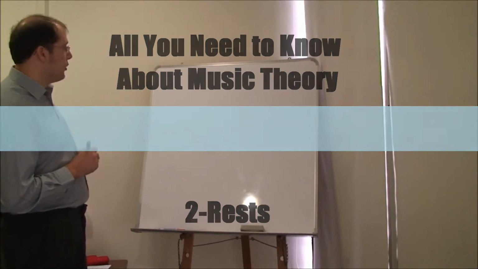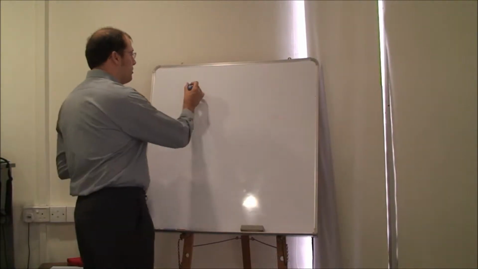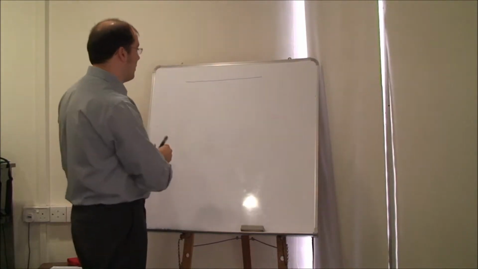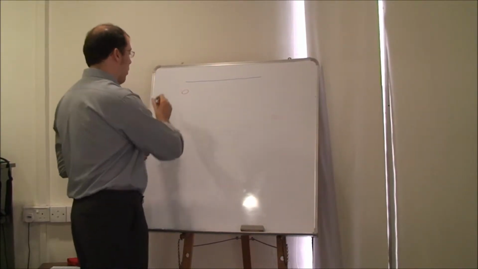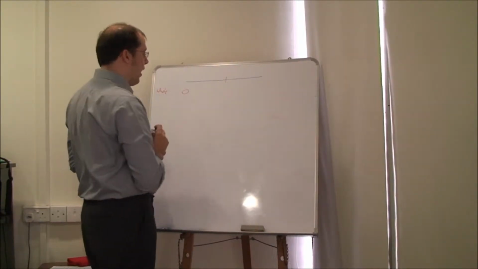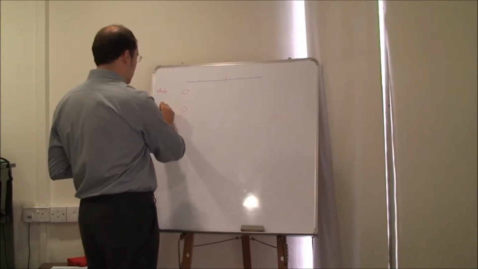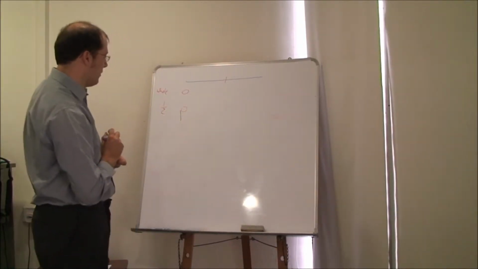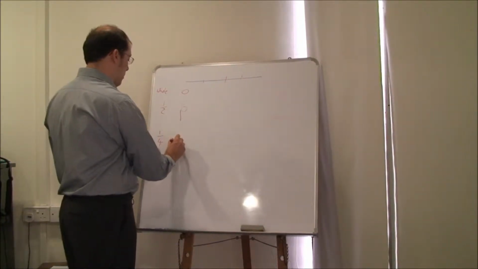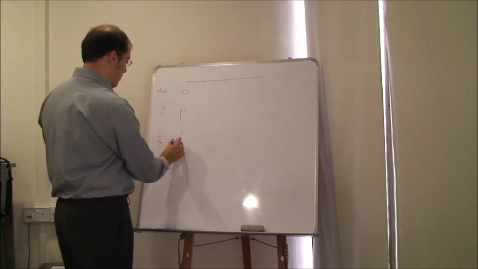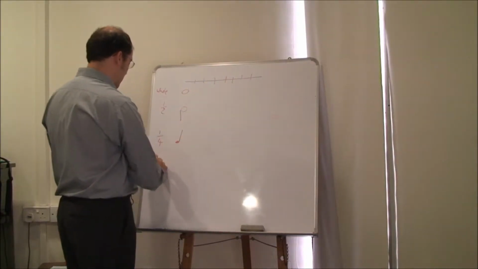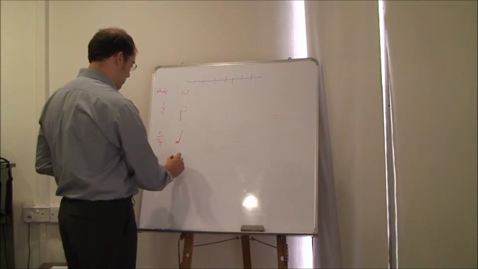In the last video, we discussed note names. What we said is if we have a line, and we say that that line is, for example, a whole note long, and we divide that line in half, we get a half note, which looks like that. And if we divide it into quarters, we get a quarter note. And if we divide it up again, we get eighth notes.